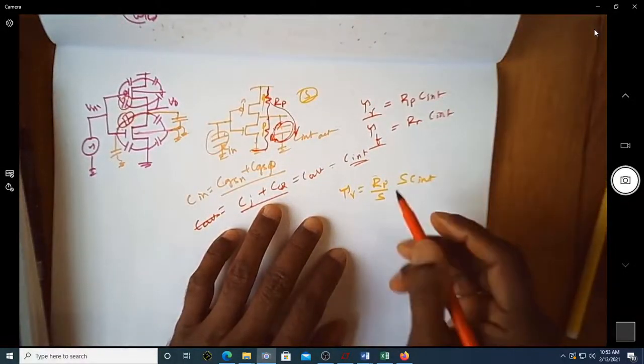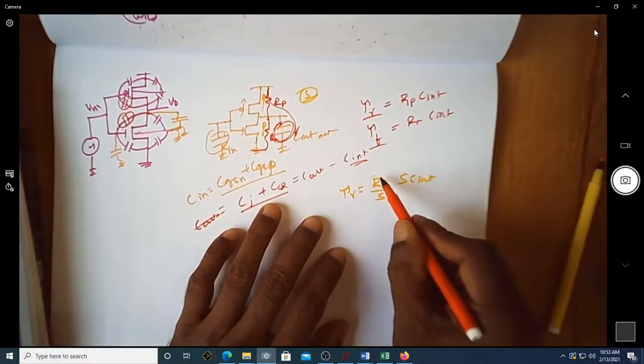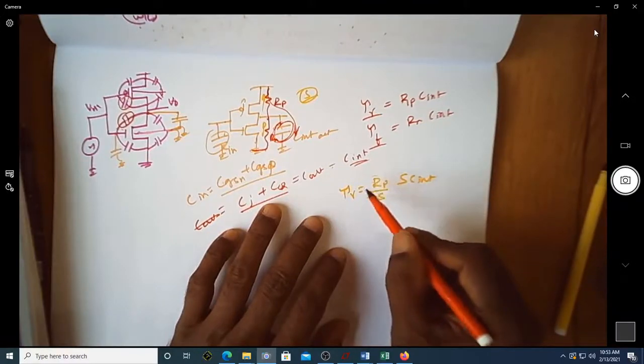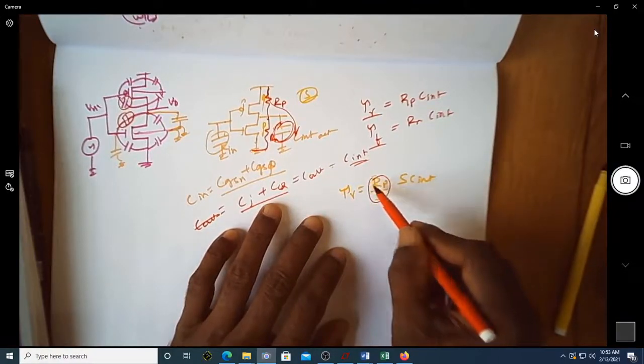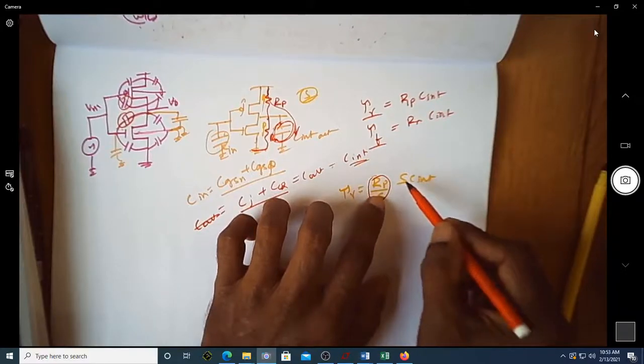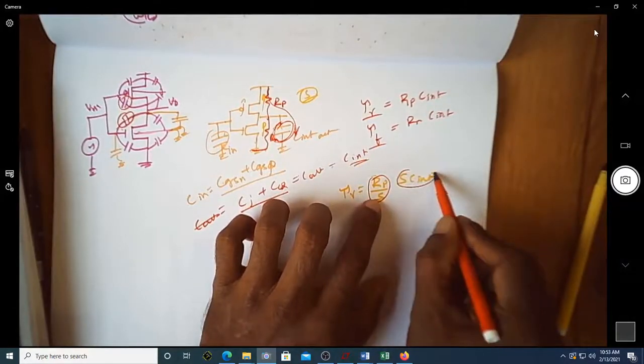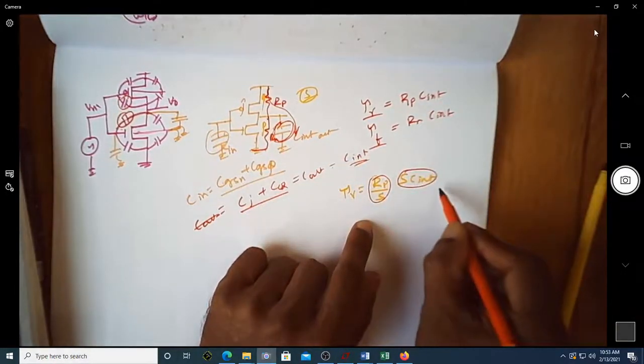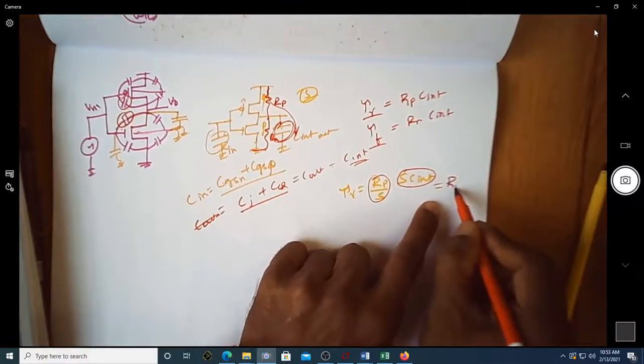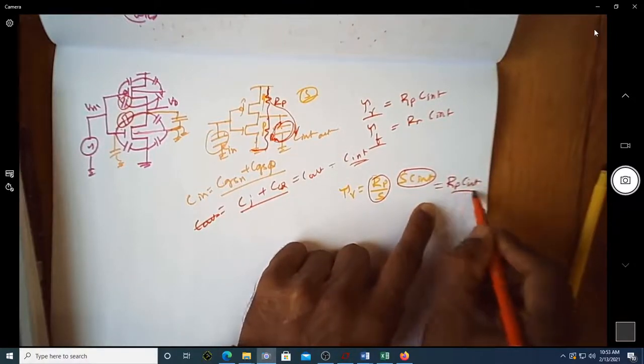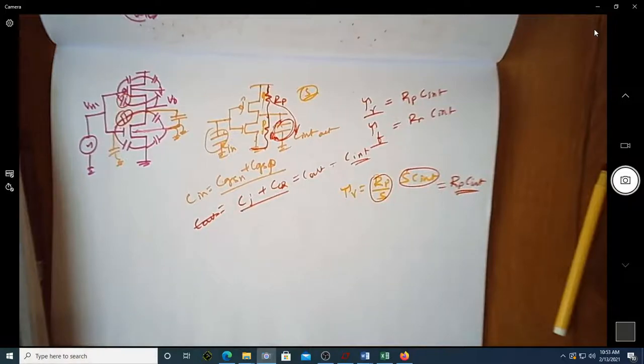So basically what you can see is, if you scale up the transistor by any amount, the resistance will reduce by S times, and the capacitance will increase by S times. So effectively it is Rp into C intrinsic, meaning the scaling of the transistor will not affect the rise time and fall time of an intrinsic inverter.